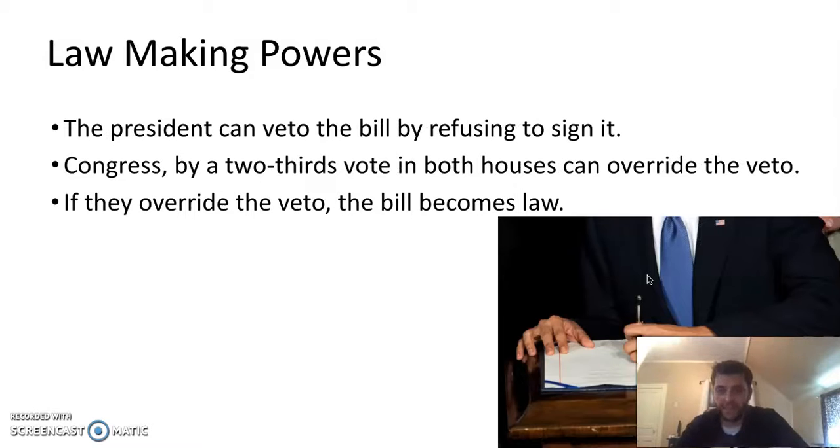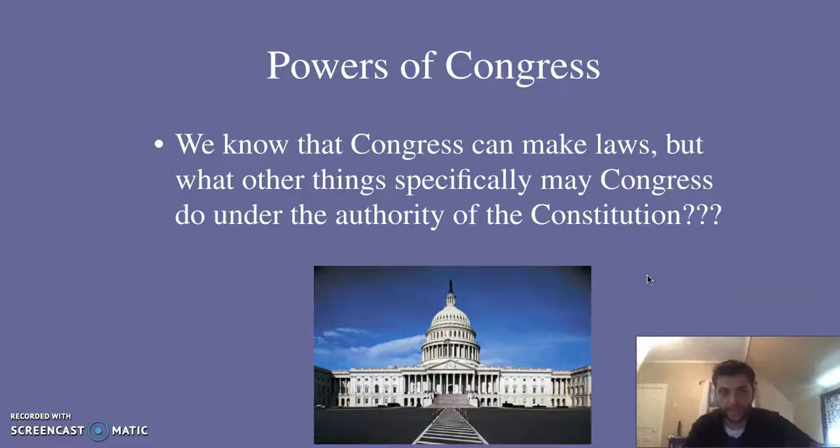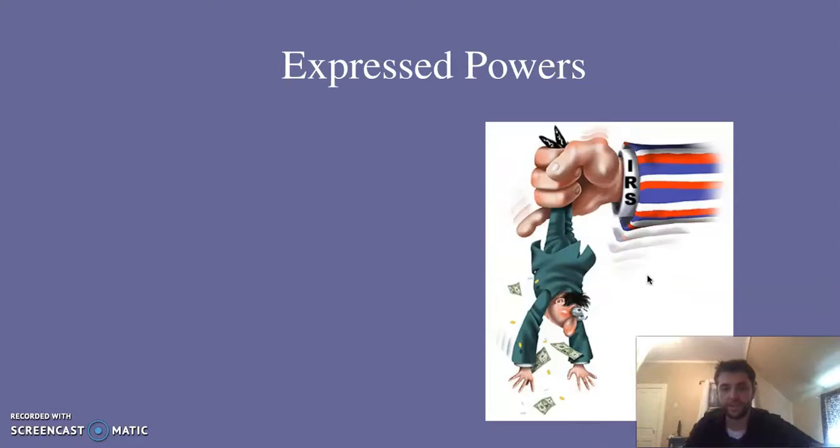Now, the president can veto the bill by refusing to sign it. Congress, by a 2/3 vote in both houses, can override the veto. If they override the veto, the bill becomes law, and we're going to talk a lot more about this next week. But specifically, what powers does Congress have according to the Constitution?